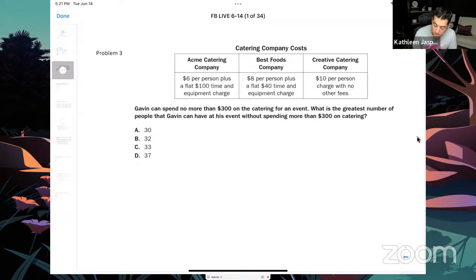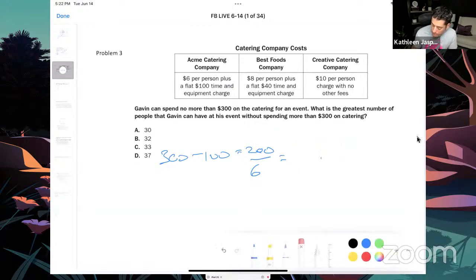Acme Catering, $6 per person plus a flat $100 time and equipment charge. So we'll start with the Acme one. I have $300. I take away my $100 one-time fee. That leaves me with $200. Now it's $6 a person. So divide by 6 and I get 33.3.